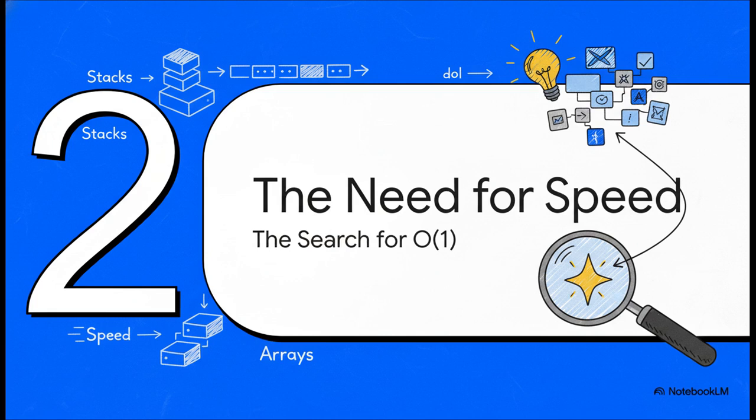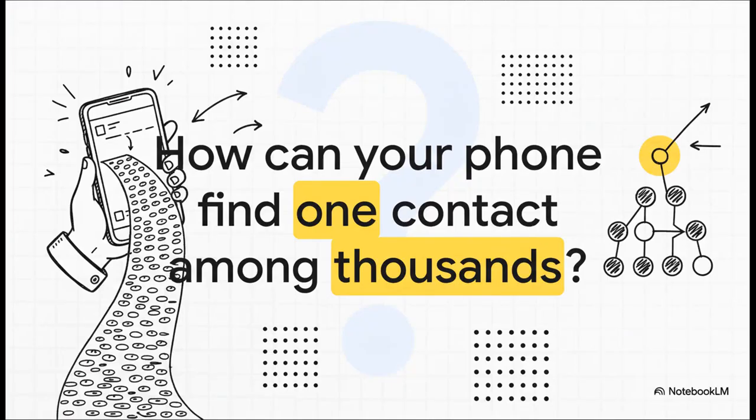All right, so we've seen how stacks and arrays give us speed in different situations. Now let's get into the structures that were designed to solve one of the biggest challenges in all of computing: finding exactly what you need right now. I mean, if you had to search through an unsorted list of thousands of contacts one by one, you'd be there forever. But when you type a name into your phone, the result is just there. It's immediate. So how is that even possible?